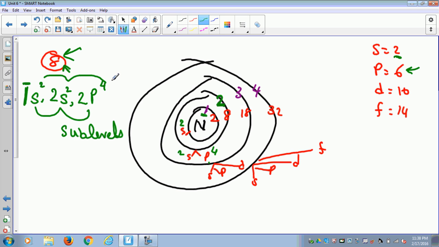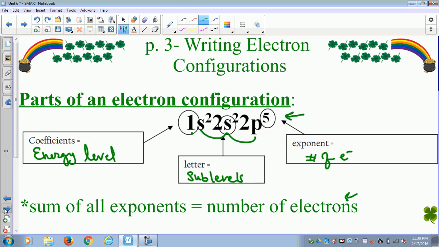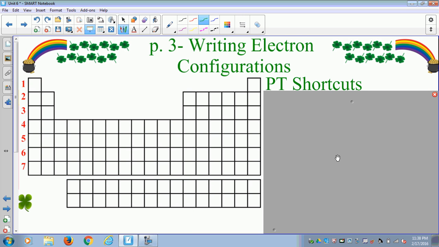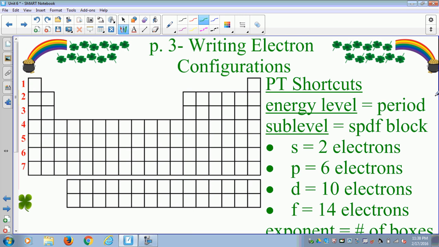This thing that you put together is called electronic configuration, meaning the arrangement of electrons around the nucleus. So this is what I was explaining here. The periodic table makes it much easier. Energy levels are decided by the period number, so anybody in period 1 has only one energy level.